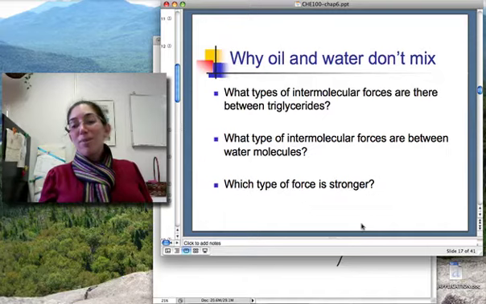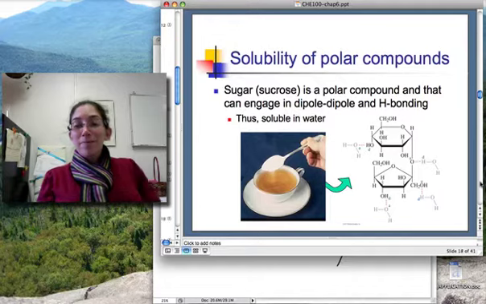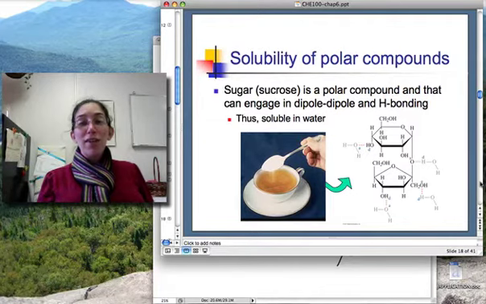Okay, so that's why they don't mix. They don't mix because they don't have the same type of intermolecular forces. The forces between the water molecules are very strong, much stronger than the ones between the triglycerides, so they're going to just stay that way. When it comes to polar compounds, though, they can mix with water because they can engage in dipole-dipole attractions and hydrogen bonding with water molecules.